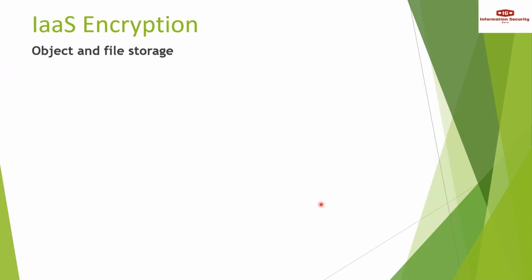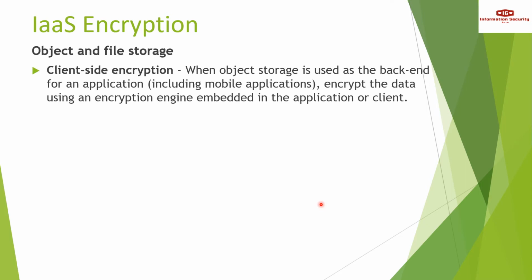Another one is object and file storage encryption. That can also be client side encryption. When object storage is used as a backend for an application, you encrypt the data using the encryption engine embedded in the application or in the client, including mobile applications as well. So on the client side, if you have client side encryption, you need to keep in mind that you encrypt the data first and then send it for the storage.